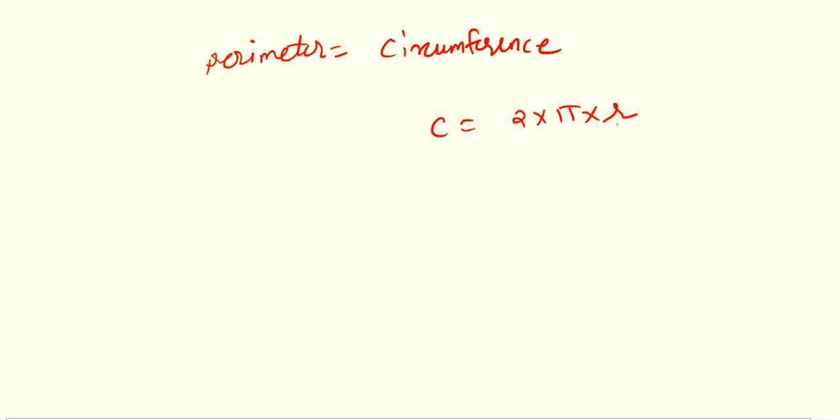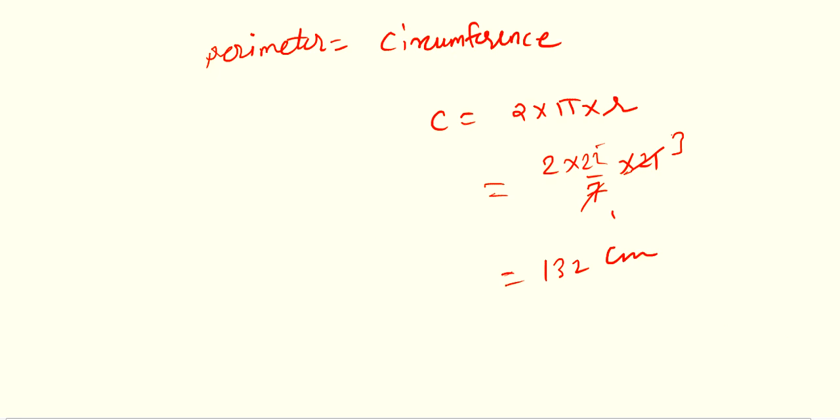So 2 pi r. Diameter is 42, so radius is 21. So 2 into 22 by 7 into 21. 7 ones are 7, 7 threes are 21, clear? 22 into 3 is 66, 66 into 2 is 132. So 132 centimeter is the required perimeter. Then now the perimeter of circle is doubled.